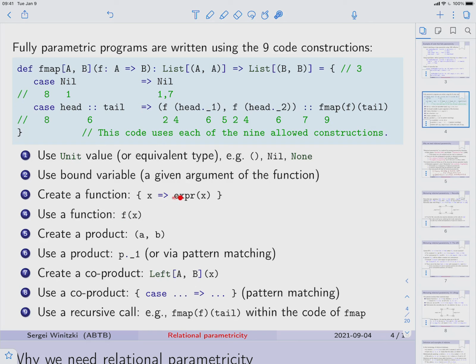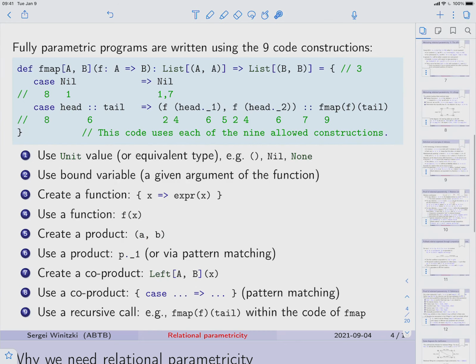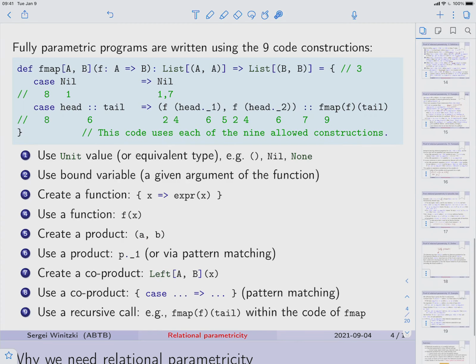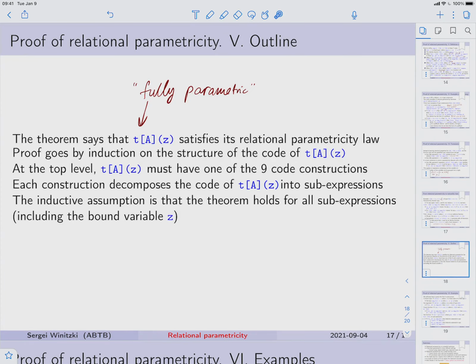So because this could have some free variables, then this will have some free variables. F itself is an expression of the same kind that can have free variables, and so on. So whatever you do, you are always going to be within the same class of expressions of this kind. And because an expression of this kind is decomposed into sub-expressions of the same kind, we can use induction in this proof. So that is how the proof works.